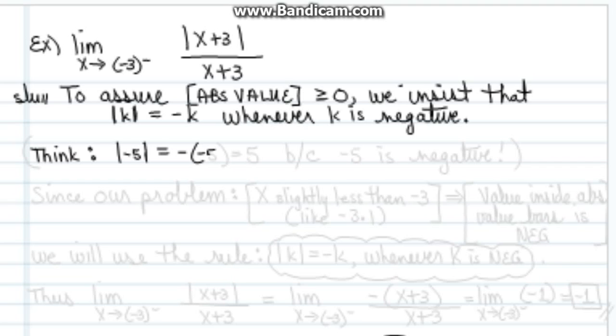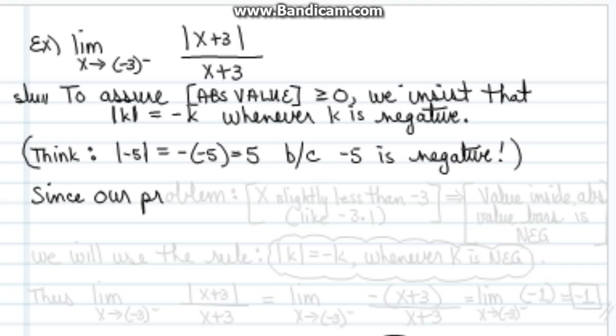And think about the absolute value of -5. That's equal to the negative of -5, which is +5. And that's true because -5 is negative. Okay, that's the idea.